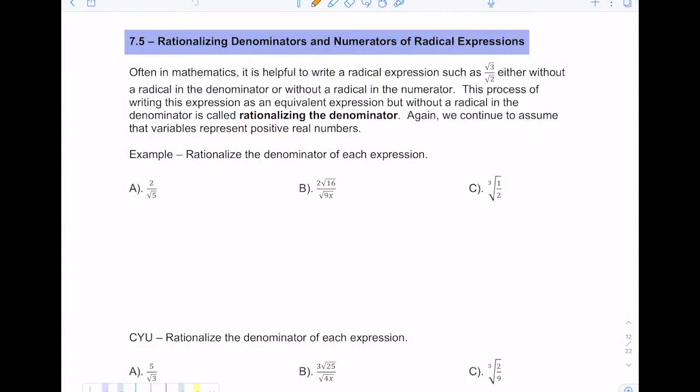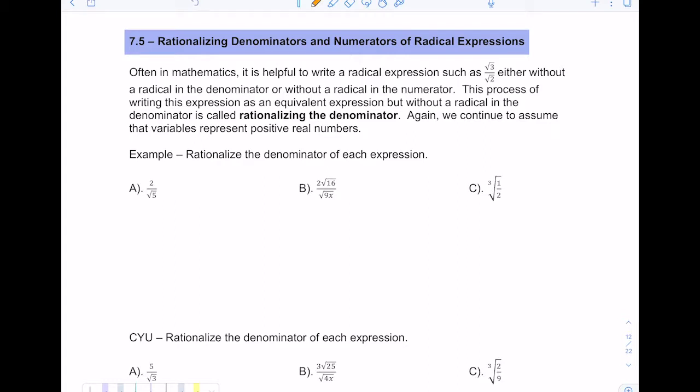Hey everyone, in this lesson we're going to look at rationalizing denominators and the numerators of radical expressions. Sometimes it's important to not have the radical in the denominator or the numerator for various reasons. So what we do is we do this process called rationalizing. So to rationalize the denominator in letter A, we want to remove the square root of 5 in the denominator.